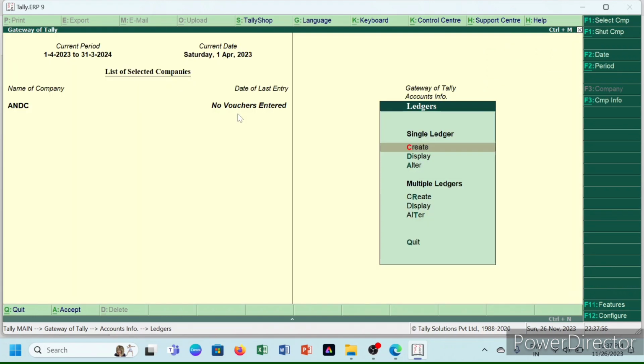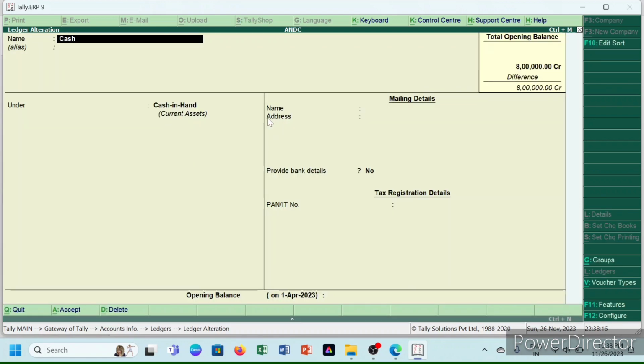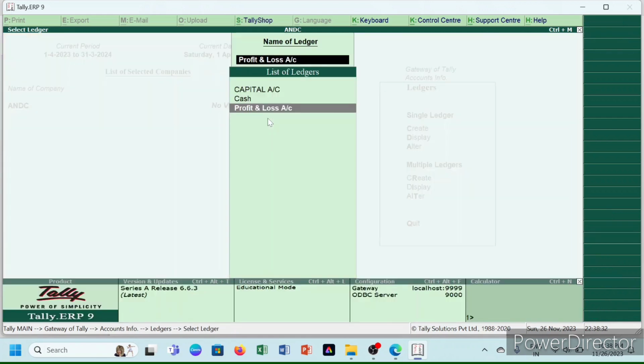For cash and P&L account, profit and loss account will always be available in our Tally, we just have to alter it. For alter we can just press the A. You can see that cash account and profit and loss account is always prepared in the Tally. You just have to put the amount. Cash is 50,000. Profit and loss 150,000. Okay.